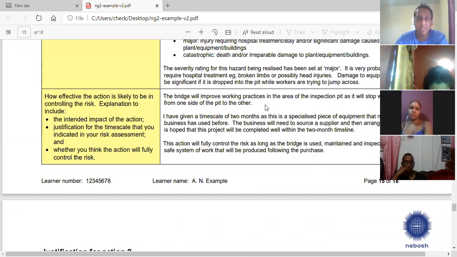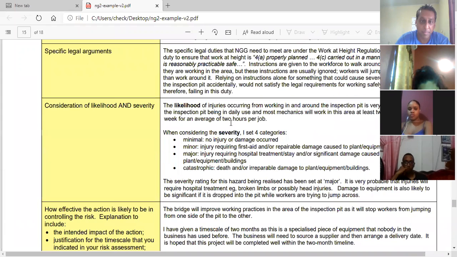So what some students do here, I know this person may have done it too, they probably didn't do it right in that same line. I'm looking for it. To me, they should have done it in that same line. They should have said that the bridge would reduce the risk from major to minimal, using their scale. Remember they said that the risk was major. Here they want to know what is the intended impact of the action. So you would say it reduced the risk from major to minimal.